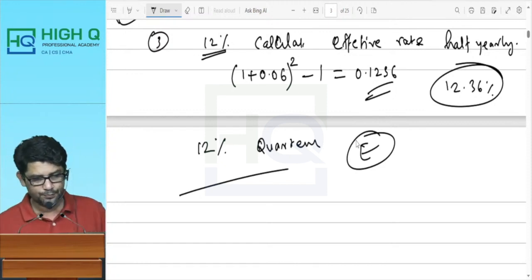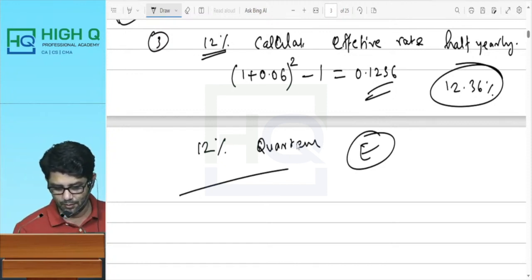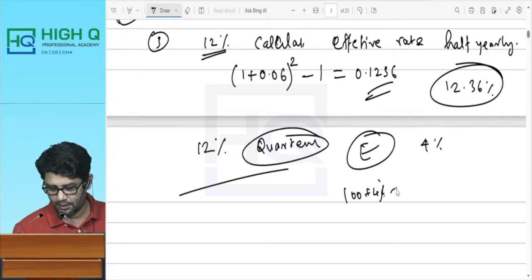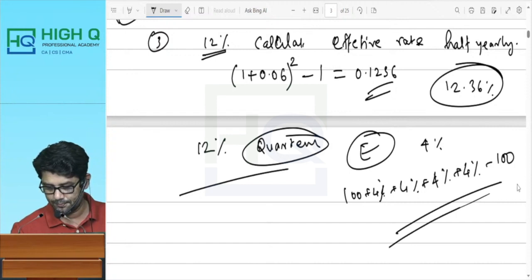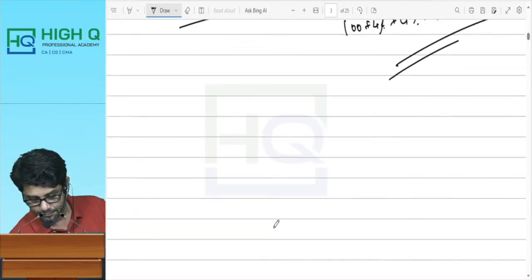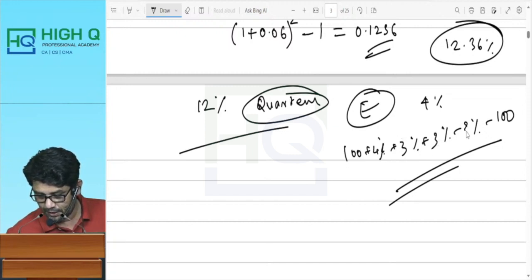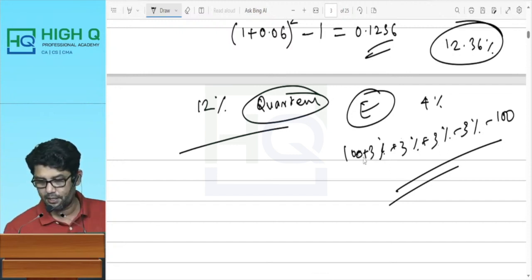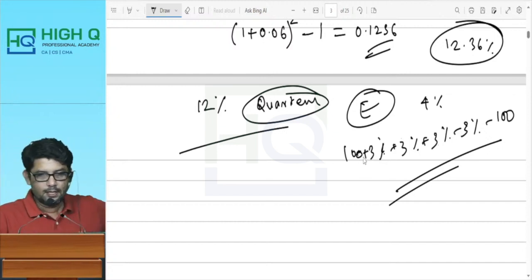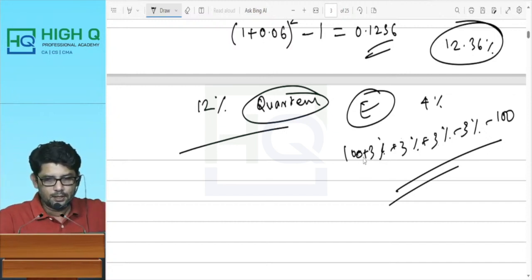Now, the right steps on the calculator. Quarterly means it is 3%. So it is 100 plus 3% plus 3% plus 3% plus 3% minus 100. Is that right, my dear? Yes.